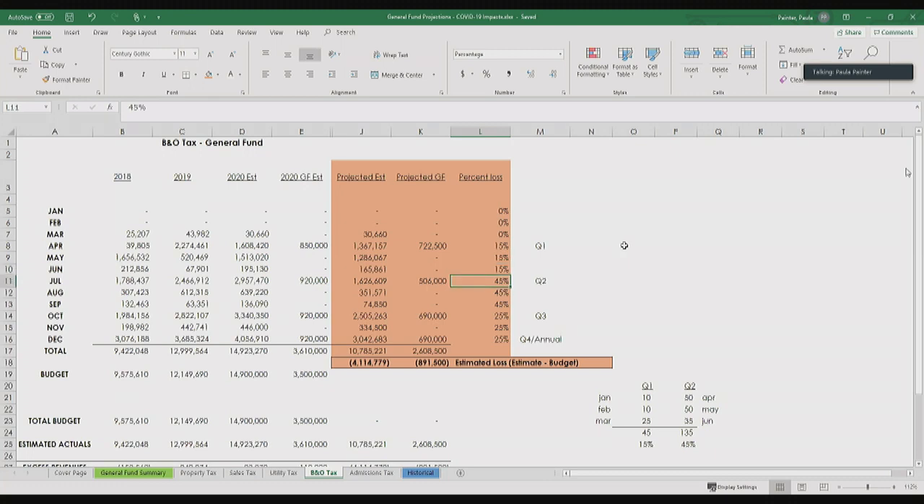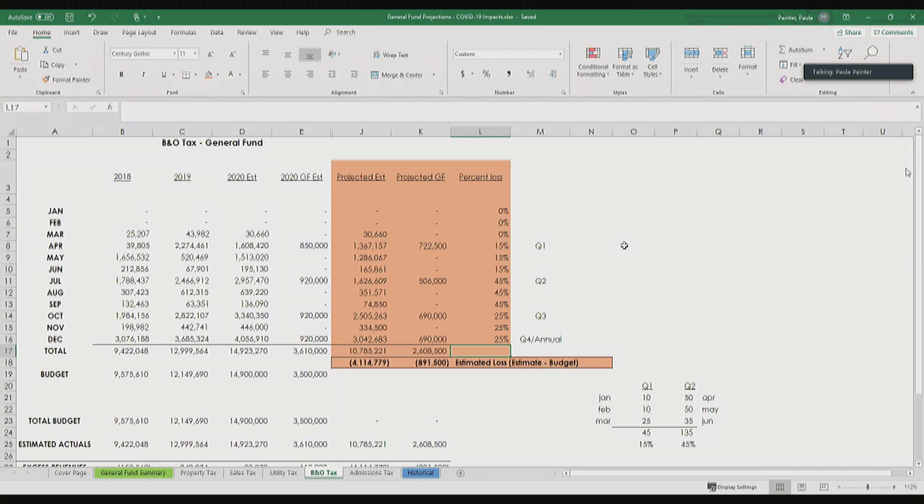Second quarter, that's your April, May, June, and we are anticipating that we're going to still see some slowdown in that area. And so what's being reflected here is a 45% reduction in those revenues related to second quarter, and then 25% reductions in revenue for the last quarter of the year. That's following the same model that I shared with you related to sales tax.